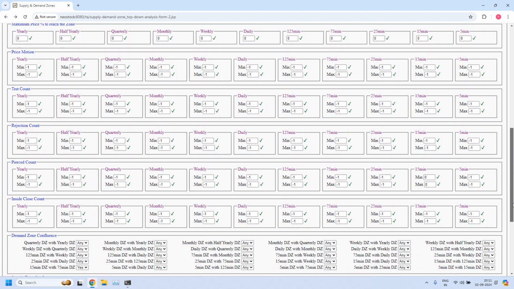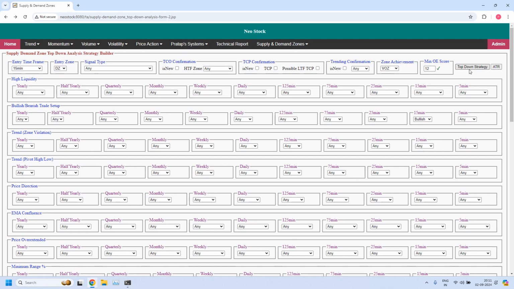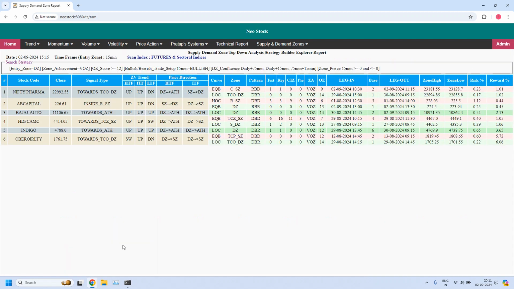In the demand zone confluence, 15 minutes demand zone with 75 is already enabled. Next, 15 minutes demand zone with the daily demand zone, enabling. 75 with the daily demand zone also I am enabling. Let's check how many stocks are having. So 6 stocks. In all these 6 stocks they have LTF, ITF, HTF confluence.